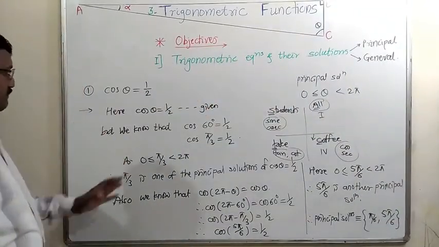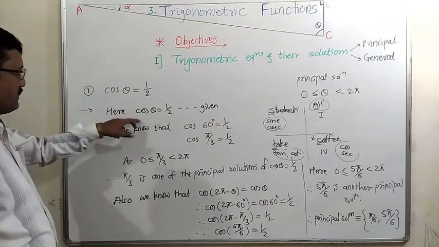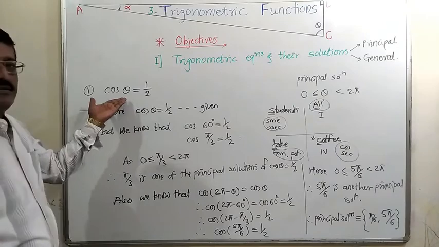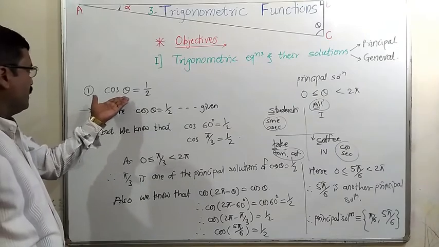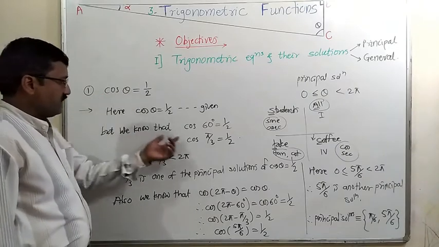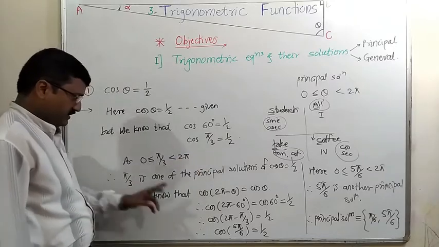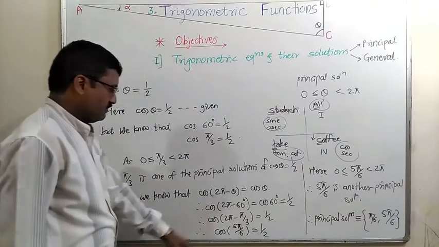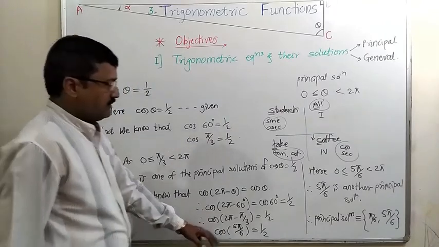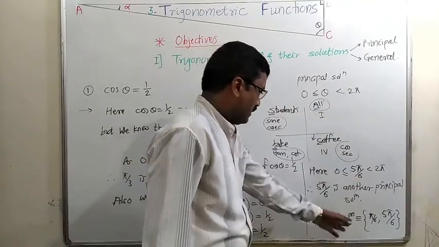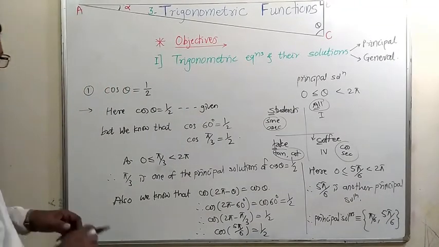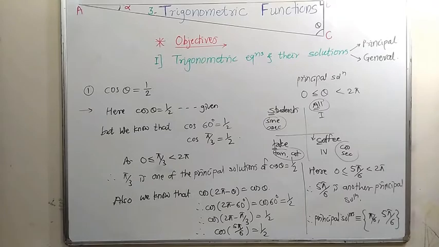So remember this method. What to do? First, by observation or by knowing the particular values of the angle for these trigonometric equations, we can easily write one principal solution. Then you have to use this method and find the second angle which satisfies this condition, and that will be another principal solution. Let us take another example. Example number 2.